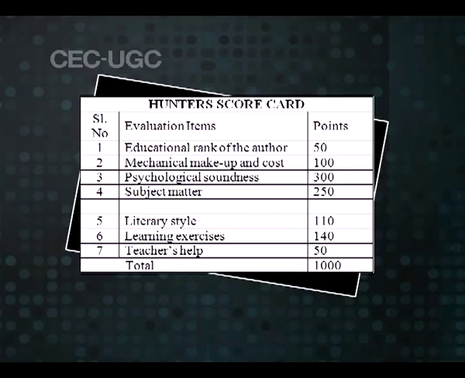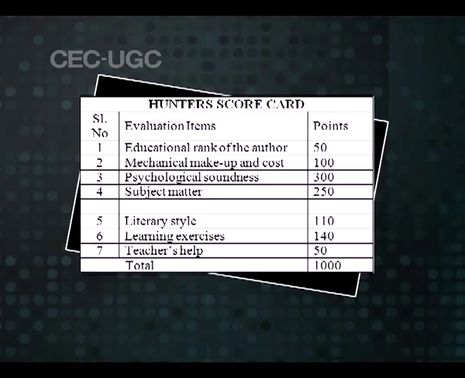Some reviewers of textbooks use Hunter's scorecard. Let me just illustrate the Hunter's scorecard. It is given in some evaluation items and points for each evaluation item. First evaluation item, educational rank of the author. Point is 50 points. Second one, mechanical makeup and cost has got 100 points. Psychological soundness has got 300 points.